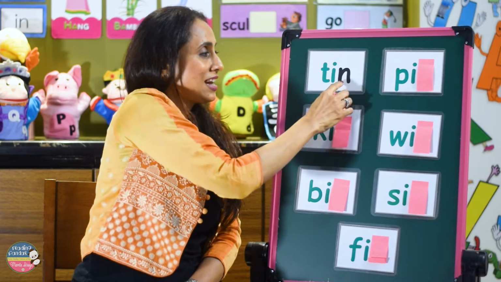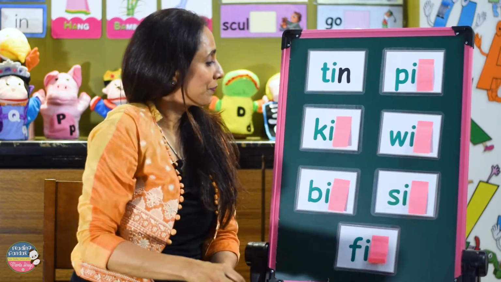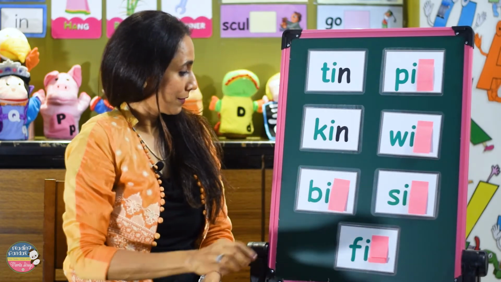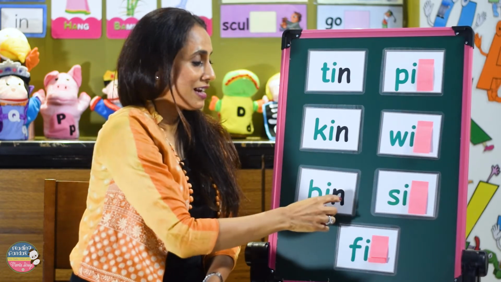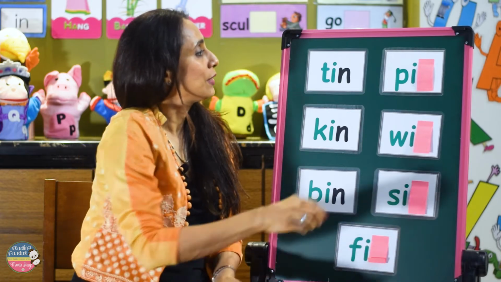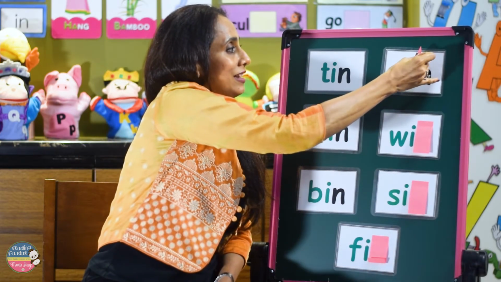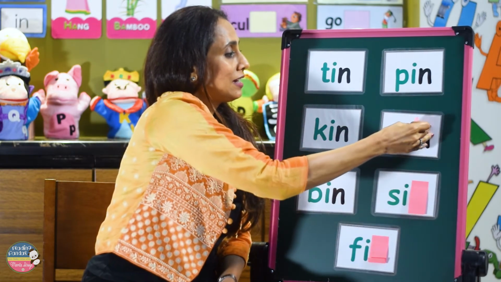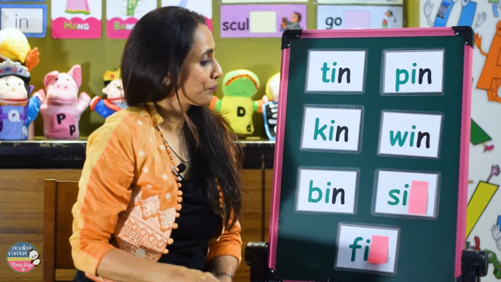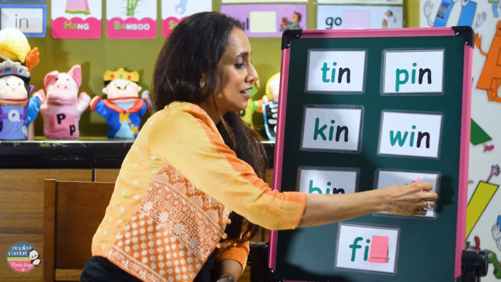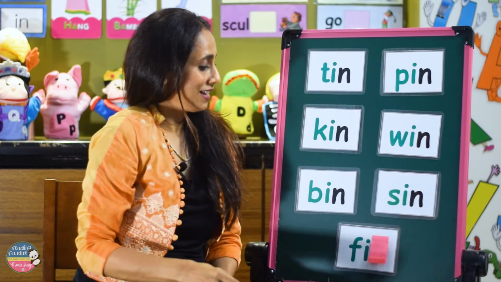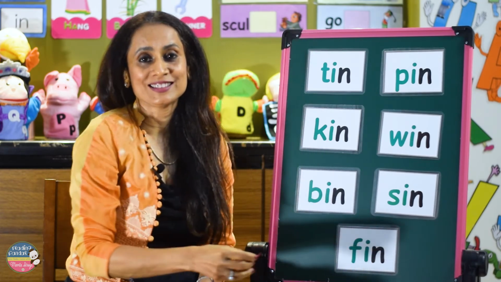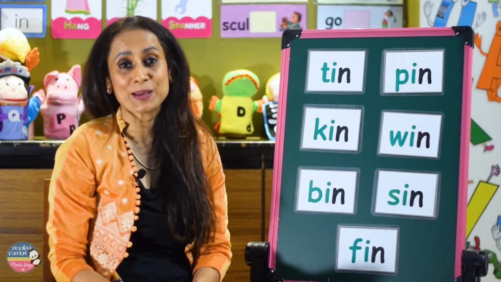Ti, N, tin. Ki, N, kin. Bi, N, bin. Pi, N, pin. Wi, N, win. Si, N, sin, and the last one is Fi, N, fin. That was great blending by you children and Betty of course.